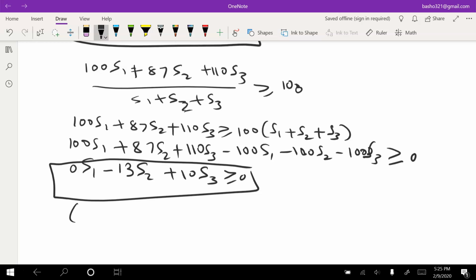We also know that R1, R2, R3 and S1, S2, S3, the amount of input we are going to use, is positive or 0.